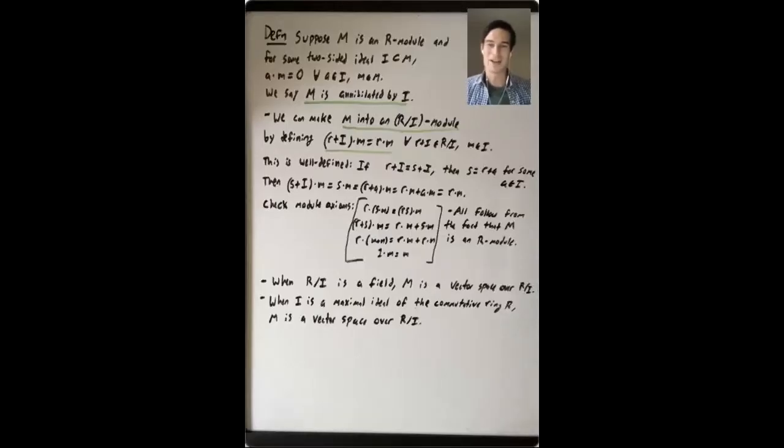We'll start this video by talking about another kind of example of an R module. So we know that if we have a ring R, we can build many other rings out of R, for example, by taking quotients of R modulo ideals.